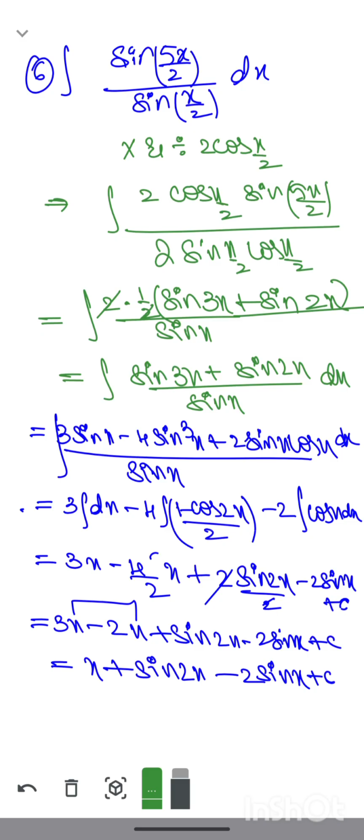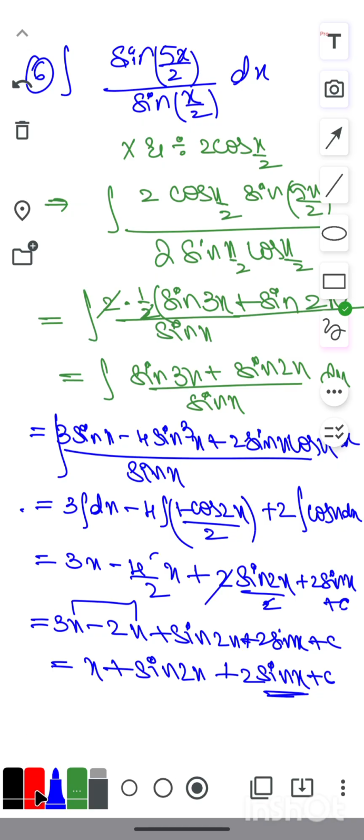Finish. Cross check if we have gone anywhere wrong. 3 sin x minus 4 sin cube x plus 2 sin x into cos x. When we divide each and every term by sin x, the last term's sign should be plus. Accordingly, we'll get plus. Yeah, this is our answer.